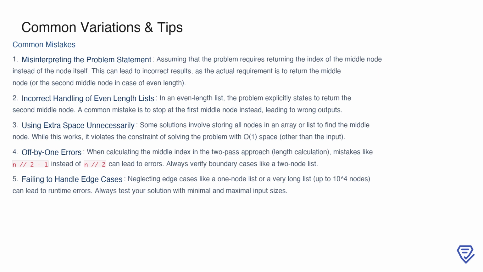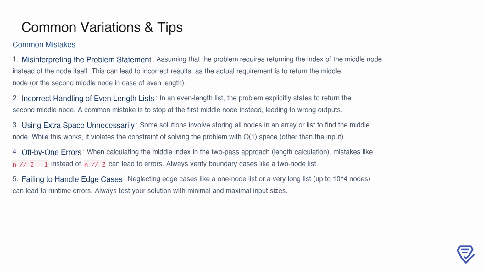Another issue arises with even length lists. In these cases, the problem specifies returning the second middle node, but it's easy to mistakenly stop at the first one instead. Additionally, some solutions use extra space unnecessarily, such as storing all the nodes in an array. While this may work, it violates the space constraint of O(1), which is key for optimal solutions.